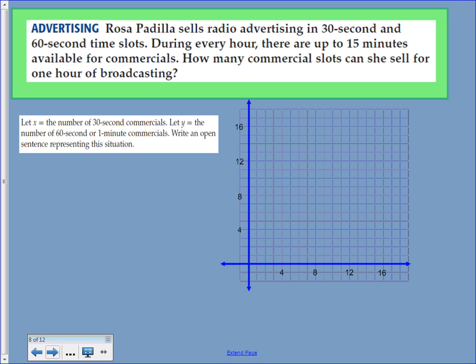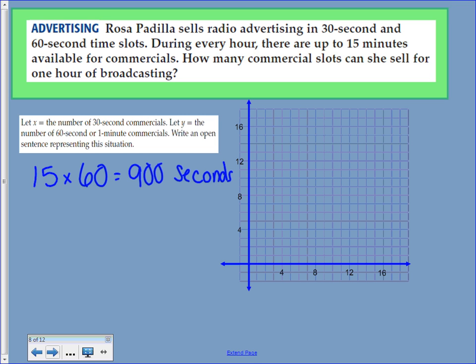Okay, well, we're told that we have 15 minutes available for commercials. You know it's confusing using minutes and seconds. We don't want to use both. We want to use one or the other. Well, we already have 30-second commercials or 1 minute. We already have those in terms of seconds. So let's take 15 minutes and put it in terms of seconds. So for 15 minutes, we need to multiply that times 60 seconds to figure out how many seconds are in 15 minutes. So then we get that there's 900 seconds in 15 minutes.